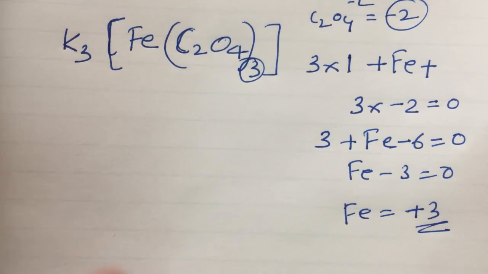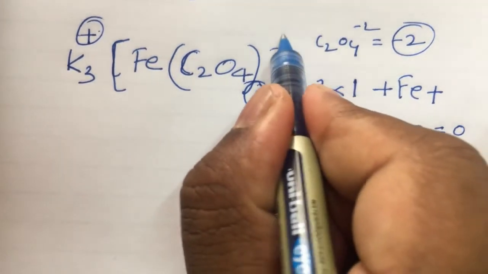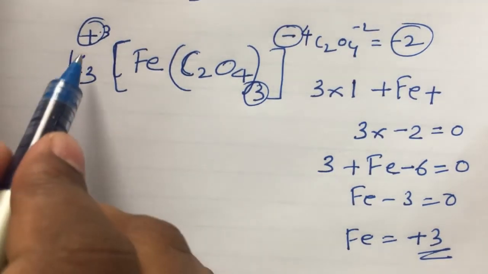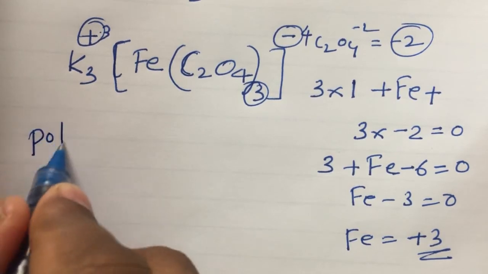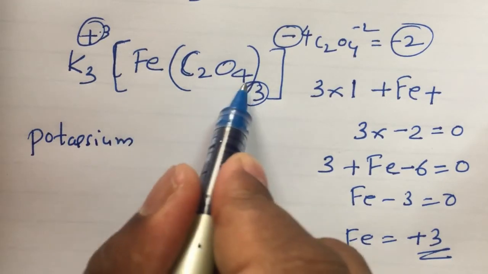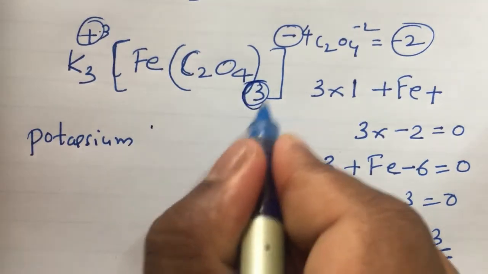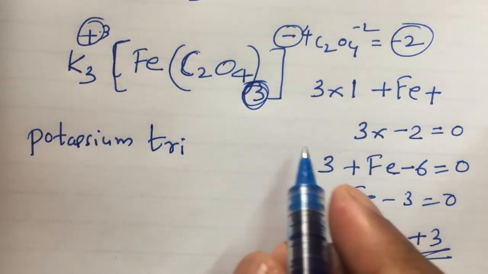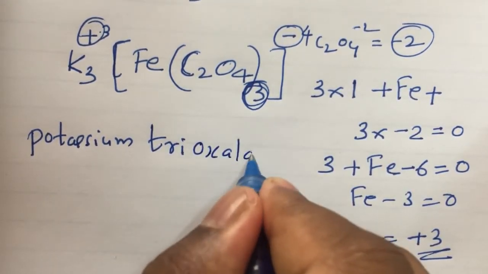Okay, now we can write the name. K3, potassium is the positive part, this is the negative part, this is plus 3, here it is minus 4. Okay, so first we write the positive part. K3 is the counter ion, so we write potassium, no need of tri, just write potassium. Then the negative part, metal and ligand. Only one kind of ligand, so we start to write from this ligand. 3 means what? Tri. Then C2O4, oxalate ion, oxalate ligand, negative ligand ends with O, so trioxalato.